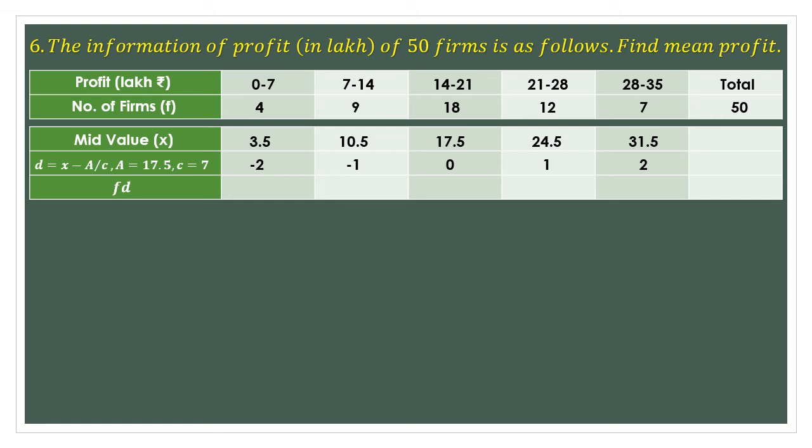Next, multiply the frequency with the deviation here. So 4 twos are negative 8, 9 ones are negative 9, 18 zeros is 0, 12 ones are 12, 7 twos are 14. And when you solve this, you get 9.